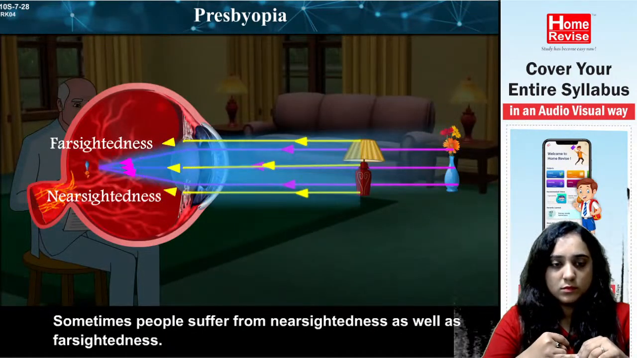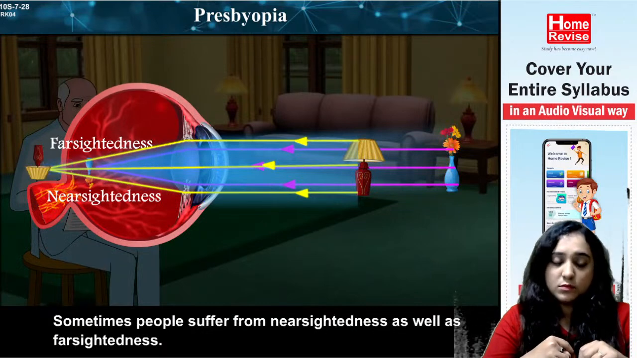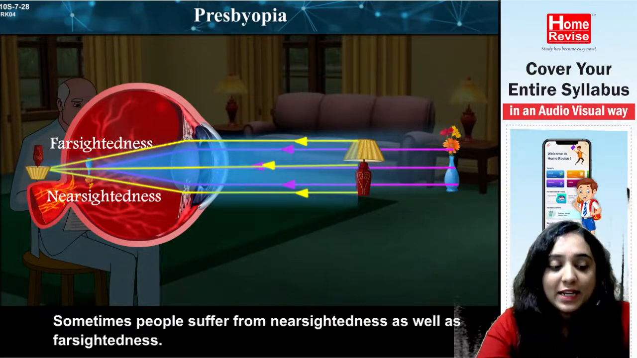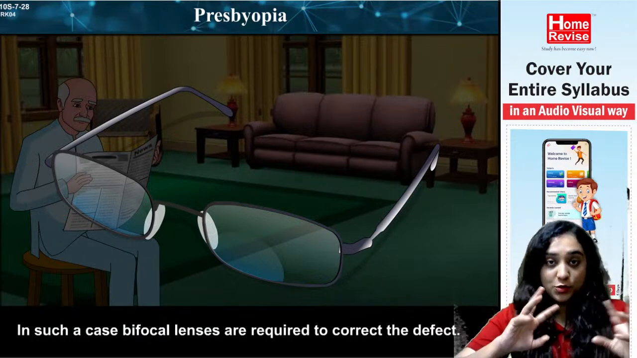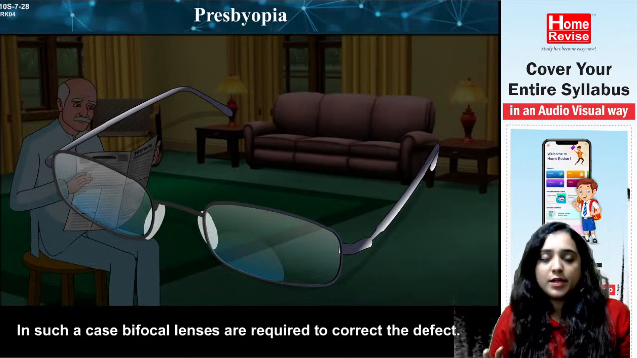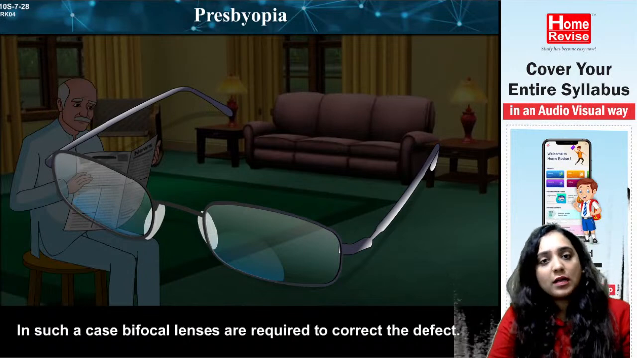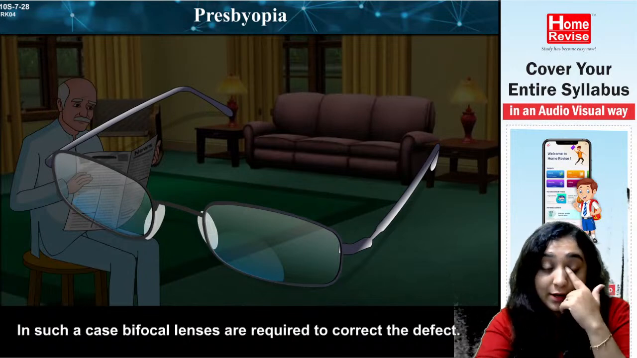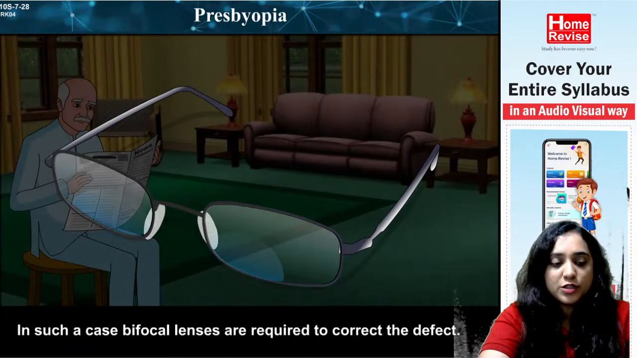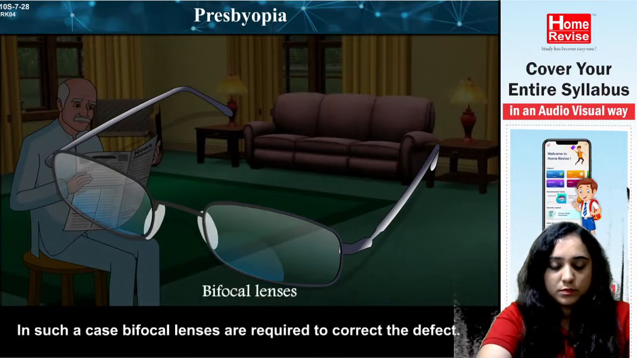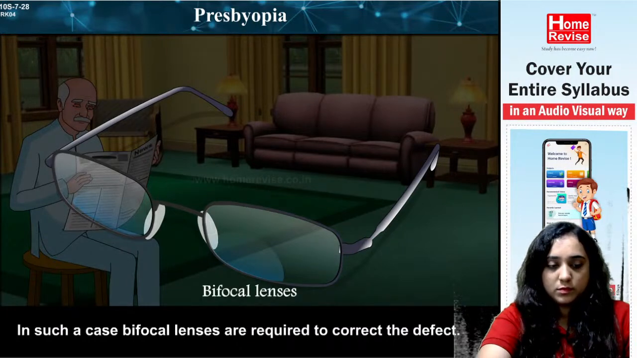Sometimes people suffer from nearsightedness as well as farsightedness. Many times people have both issues, nearsightedness and farsightedness, so nearby objects are not visible and far objects are not visible either. At that time, what do we have to do? Pay attention. Bifocal lenses are required to correct the defect.